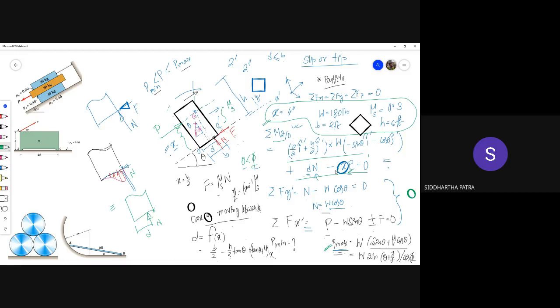So you are considering a situation where it is on the verge of sliding, and also on the verge of toppling, both simultaneously. That's what gives you the maximum value of x where you can apply the force. Okay. So can you solve this problem?